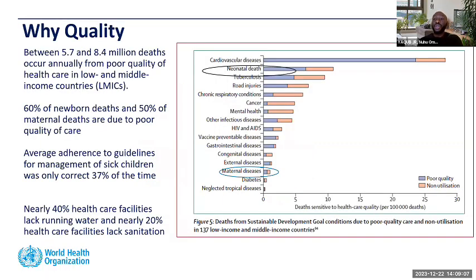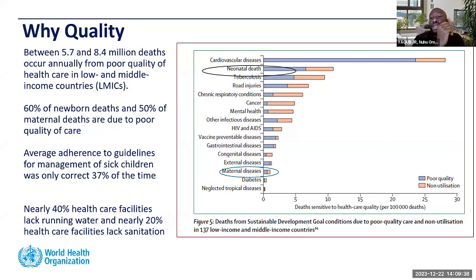And why is this important? It is important because we know that in low and middle income countries, 60% of all deaths are now due to quality of care, and only 40% are a result of people not accessing care. This comes to about 5.7 to 8.4 million deaths annually, so this is quite large. Countries have made such progress that the causes of preventable deaths are now from quality of care and not access to services.